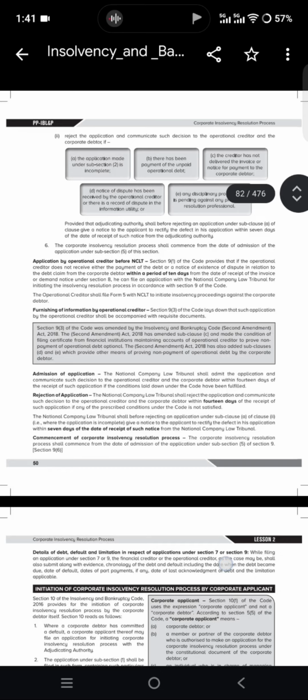In an application filed by a financial creditor, within 7 days of the admission or rejection, if accepted, the financial creditor and the corporate debtor both will be informed. If rejected, only the financial creditor will be informed. But in an operational creditor application, both get informed, even if rejected or admitted.